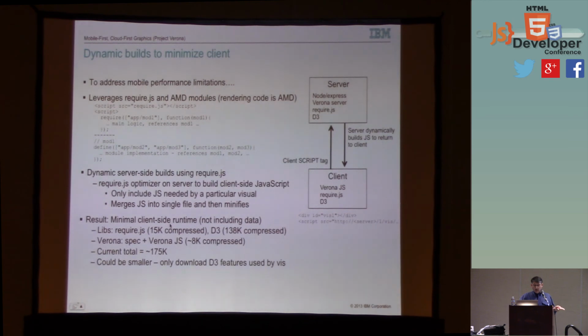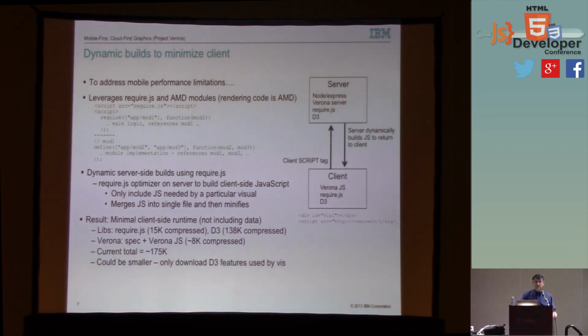So what we've ended up with now is that for a typical chart, we're currently at around 175K. We could likely get smaller. We're using Require.js in its fullness, and it's 15K, but there's a 1K version called Almond that we'll likely switch to. And then D3, we're not modularizing D3 at all, so we're bringing in the core of D3. That's an area where we'd like to somehow hook up D3 into the dynamic build system.